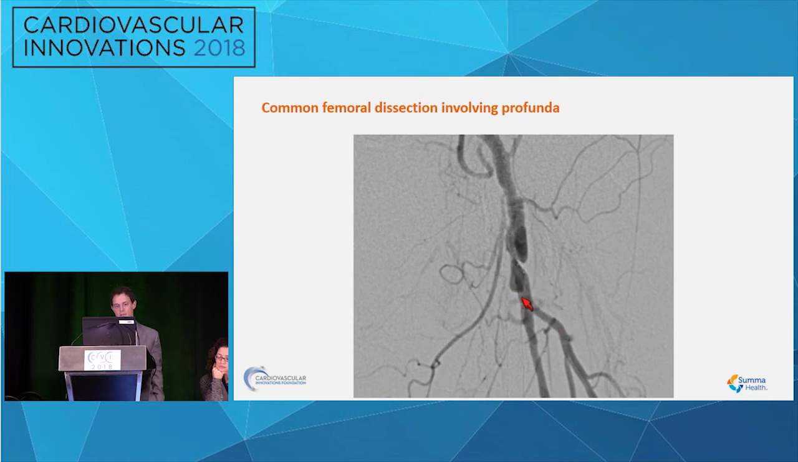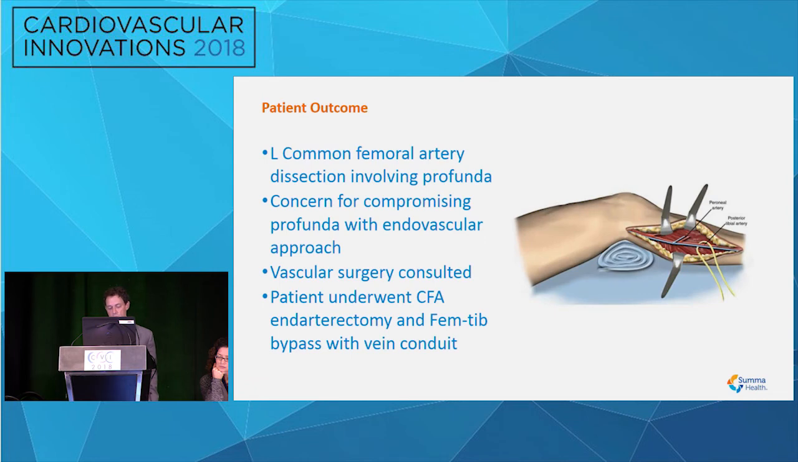So I did contact my vascular surgery colleagues and asked if they could just repair her common femoral. They felt that with her new stent in the SFA, they would have difficulty with clamping and hemostasis, and they opted actually just to do a bypass of her entire leg. So they did a common femoral to tibial bypass.